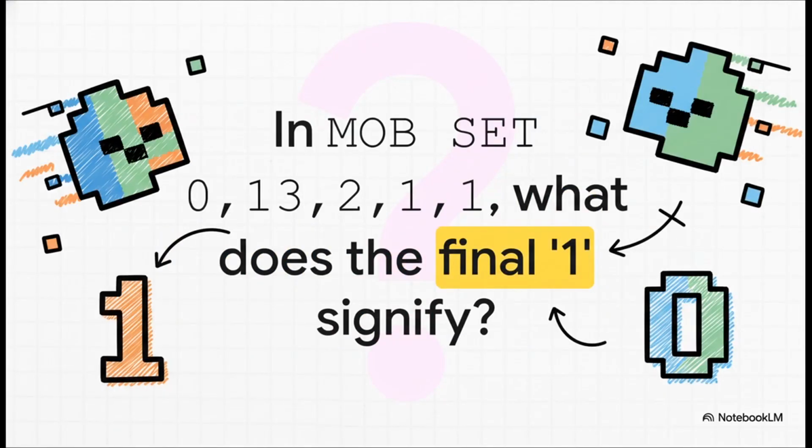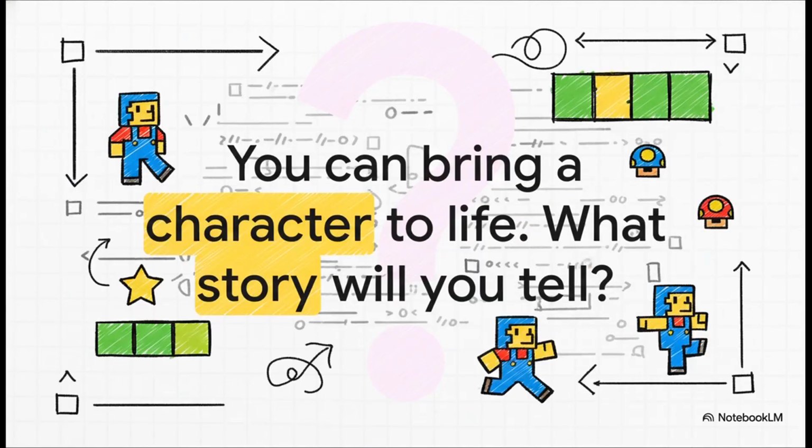Okay, one more for you. Take a look at this MOB set command. What does that final number, that last 1, actually tell the computer? Well, that last part is the resolution flag. A 0 would mean high res, so this 1 is telling the computer, hey, treat this sprite as a multicolor one.